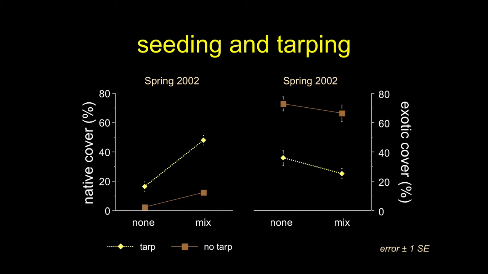And then if we look later on in subsequent times of the year, when growth will be going, yellow is the tarp, brown is no tarp. This is where we didn't add any natives to the seed bank. This is where we added our native mix. So clearly where we added our native mix, relative to the none, there's more native plant tissue growing over the plot. But check it out. The tarping disproportionately benefits the natives, and it disproportionately harms the exotics. You guys with me? Everybody cool?